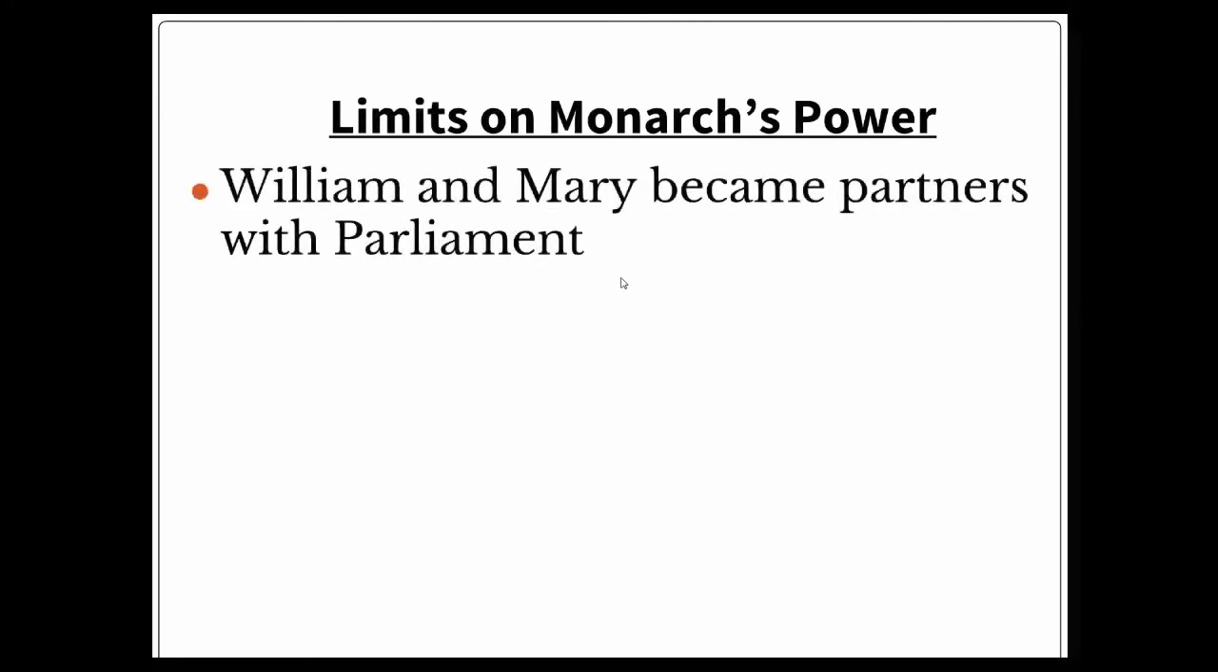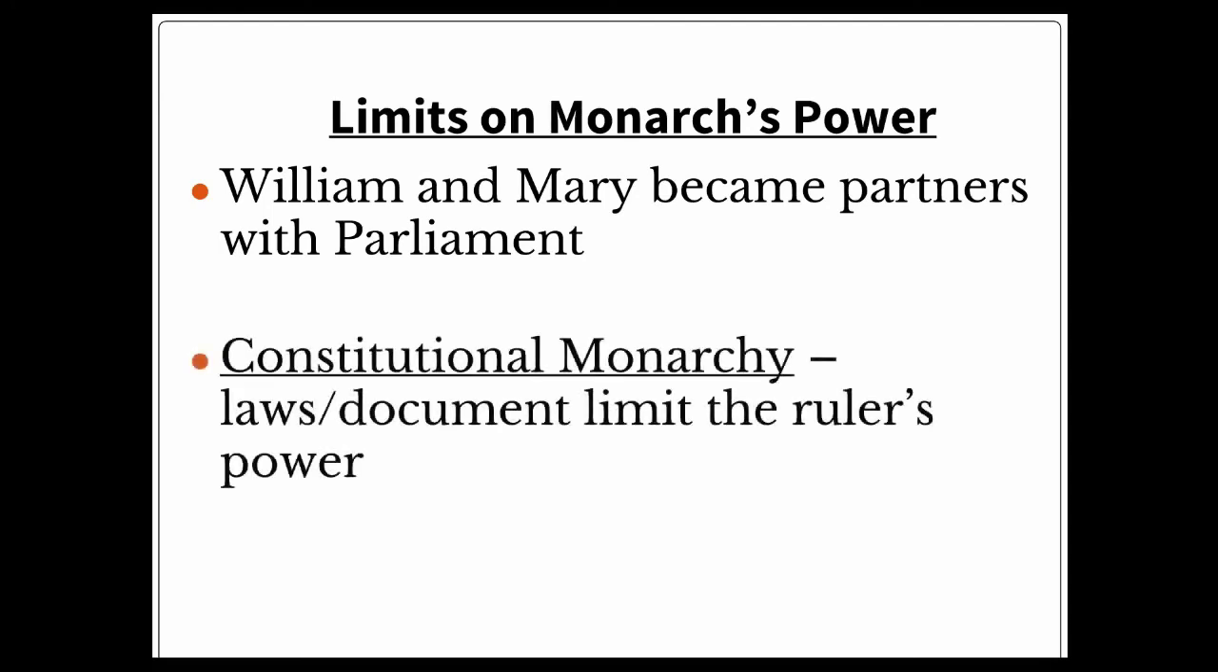Some more examples of limiting the monarch's power. William and Mary in England became partners with Parliament. So instead of fighting or going against them or just disregarding them, they're actually going to try to team up with the Parliament. They come up with something called a constitutional monarchy.